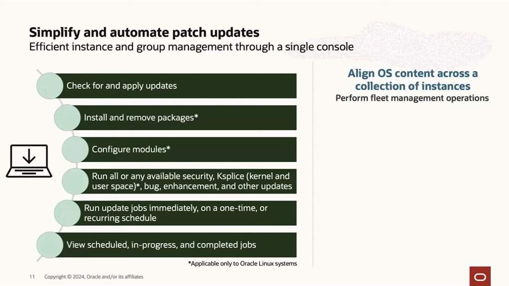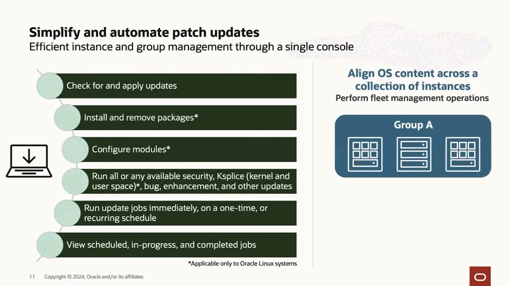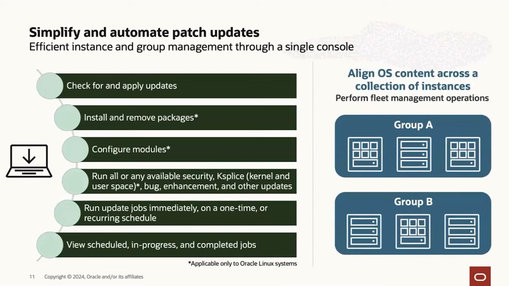Instances can also be managed as groups. A group is a collection of instances that you manage as a unit to align OS content. You can then perform bulk management operations to maintain your company content standards across a set of instances.